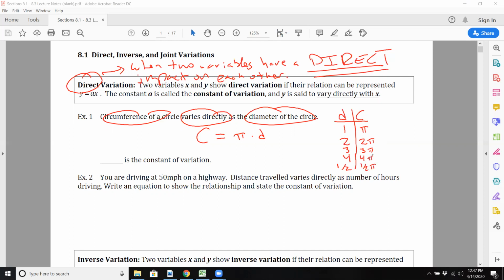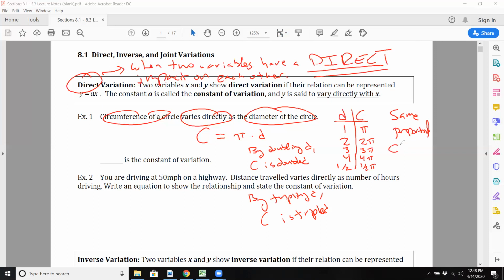So notice that by doubling d, c is doubled. Or by tripling d, c is tripled. So that's what's meant by direct impact, is that both variables change the same way. So you kind of want to think of it as same proportional change. That's all that's happening. And generally speaking, it tends to follow this formula. Y equals AX, where A is called the constant of variation.